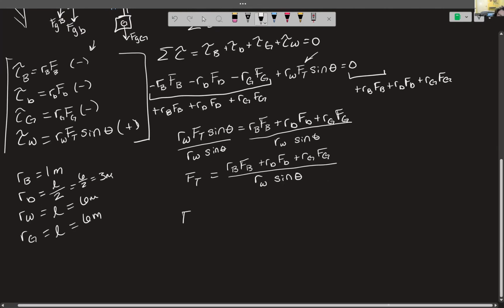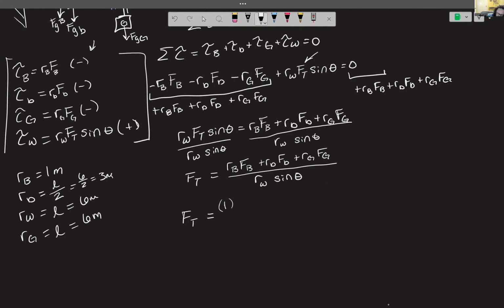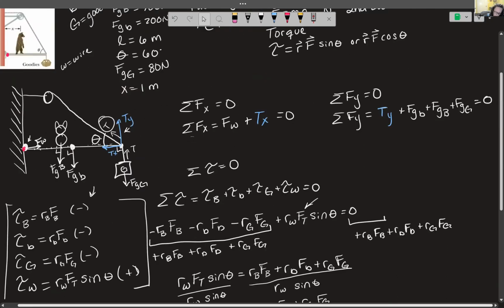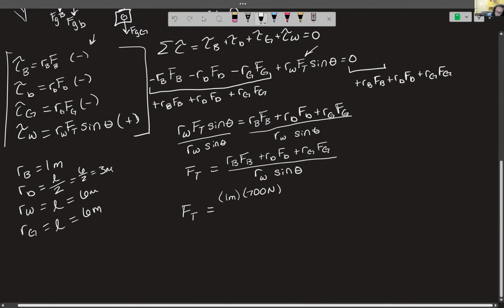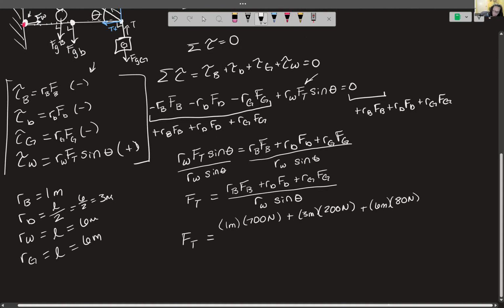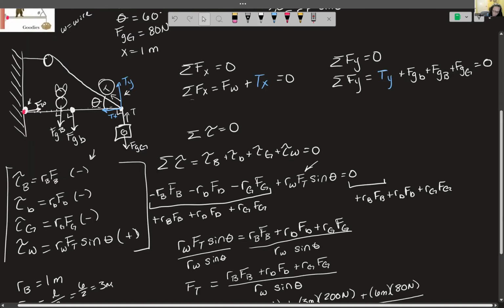So I'm going to solve this now. It is going to be equal to 1 meter. I mean, if I'm recording this, I should try to model good behavior here. Times the weight of my bear, 700 newtons, plus the distance to the center of the beam, so that's 3 meters times the beam, which was 200 newtons, plus the distance to my goodies, which is 6 meters times, how much do my goodies weigh? 80 newtons. And we will divide that by the distance to the wire, which is still going to be 6 meters, and then sine of my angle, and my angle was 60 degrees.